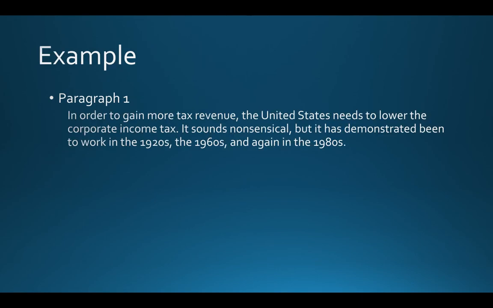So let's look at an example. Here we have the first paragraph of a very simple, very brief 5-paragraph essay. Paragraph 1: In order to gain more tax revenue, the United States needs to lower the corporate income tax. It sounds nonsensical, but it has been demonstrated to work in the 1920s, the 1960s, and again in the 1980s. So here, what is our thesis statement? The thesis statement is just the very first sentence: to gain more tax revenue, the United States needs to lower corporate income tax.